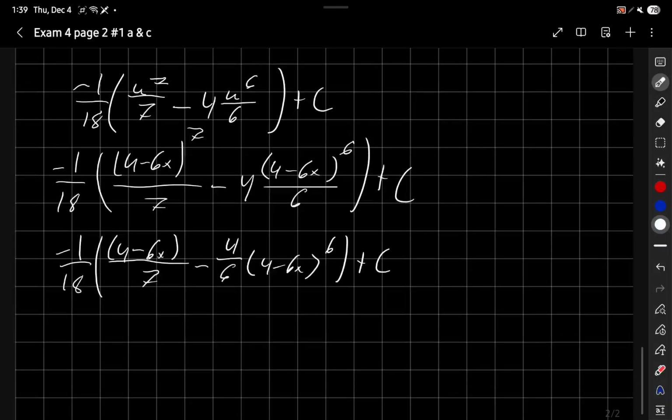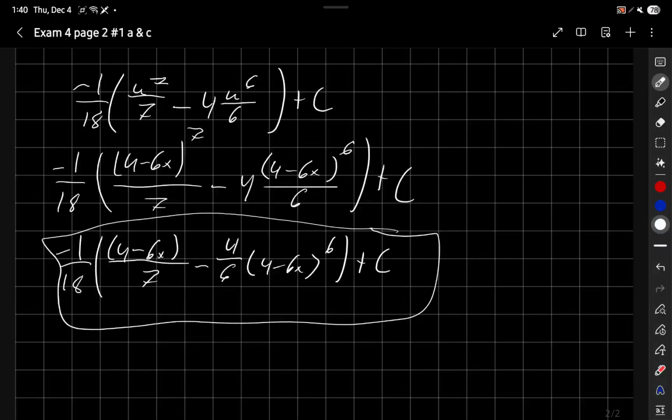Now we can simplify it further by distributing this negative 1 over 18 to everything. However, it's not really necessary, in my opinion, because it's still the same answer. It's still the correct answer. So yeah, that is our answer for the 4-part C.